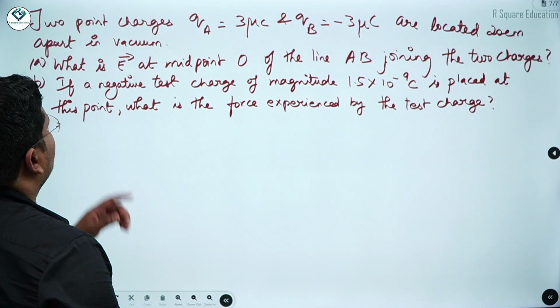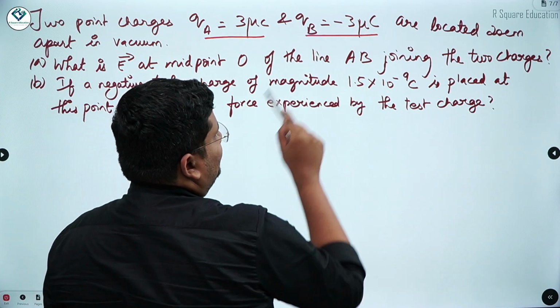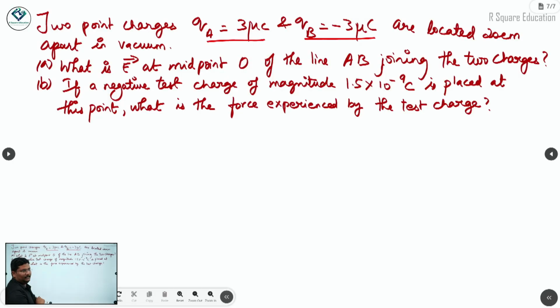See this question: two point charges QA equal to 3 microcoulomb and QB equal to minus 3 microcoulomb are located 20 centimeter apart in vacuum.